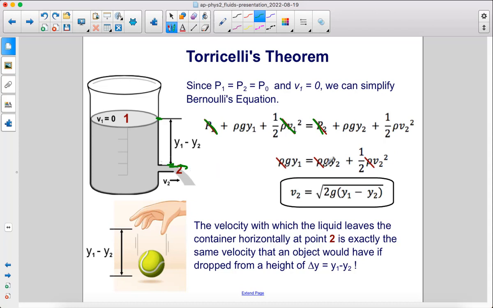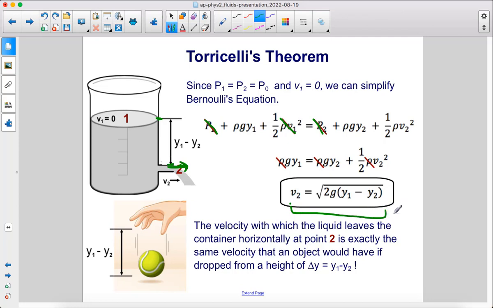There's a rho in each term here, so we can cancel those out. Solve this for v2, because we're trying to figure out how fast is that water coming out of this spigot, and we get this equation right here. Wait, doesn't that look familiar?